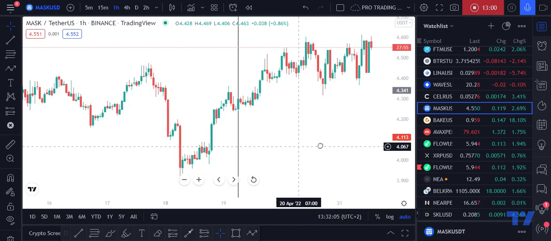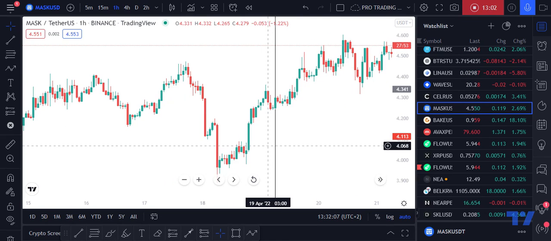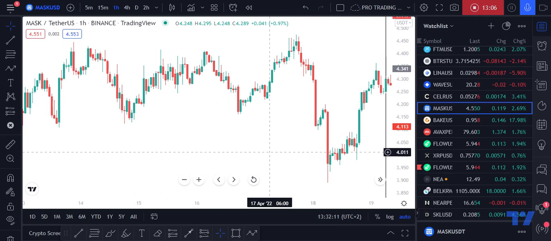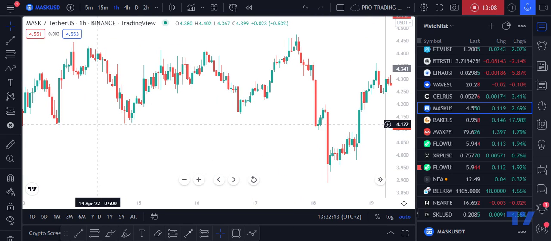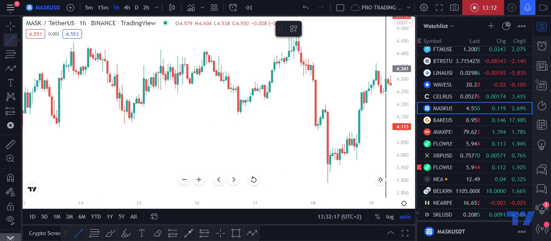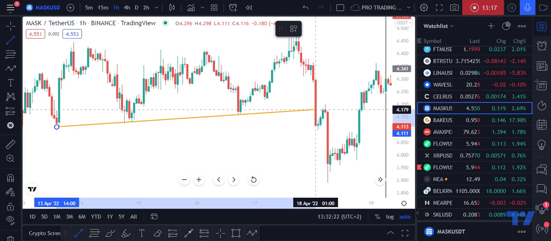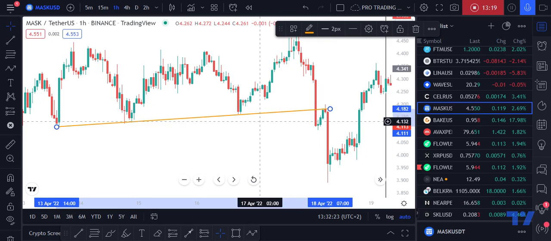Right. Okay. So this is our coin. I want to see if we have a good trend line here that we can use to trade. I can see it here. It is a good trend line, isn't it?